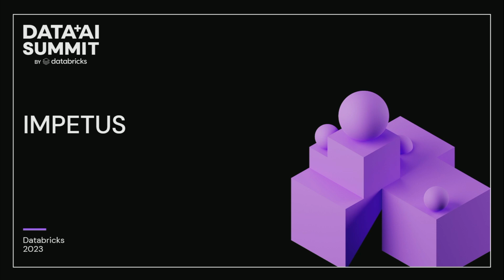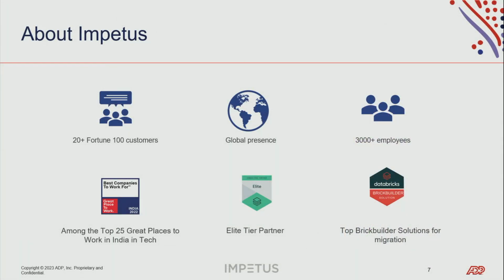Now, a little bit of the facts about Impetus. We have decades of relationship with our customers. We have 20 plus Fortune 100 customers in the portfolio, and that number is growing. We have global presence. We are present in the United States and Canada. We have sales presence in EMEA as well as Australia. Our development centers are in six major cities in India. We are a 3,000 plus employees company.